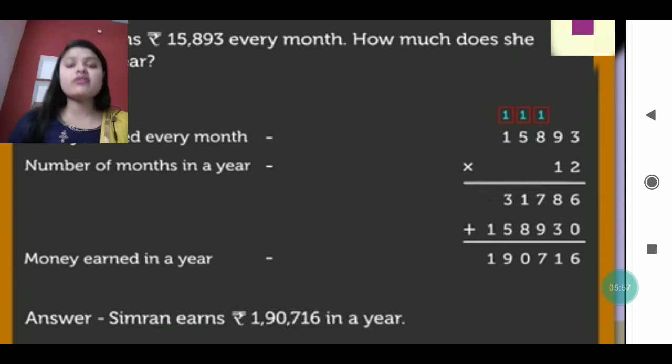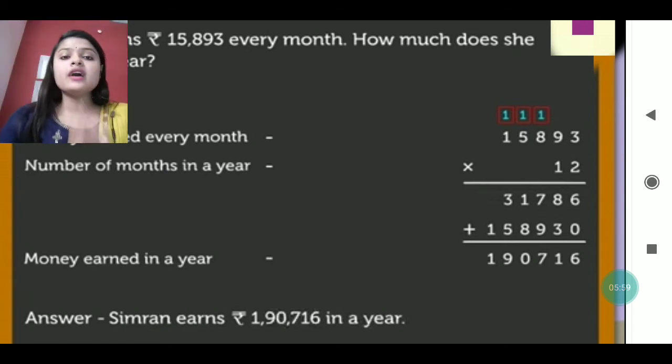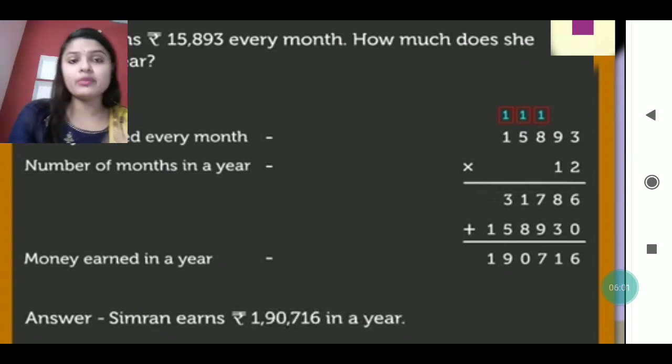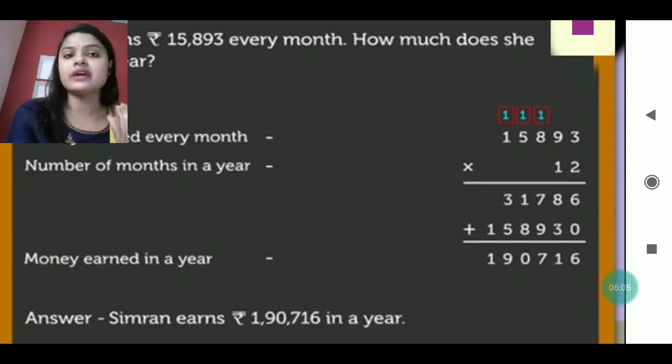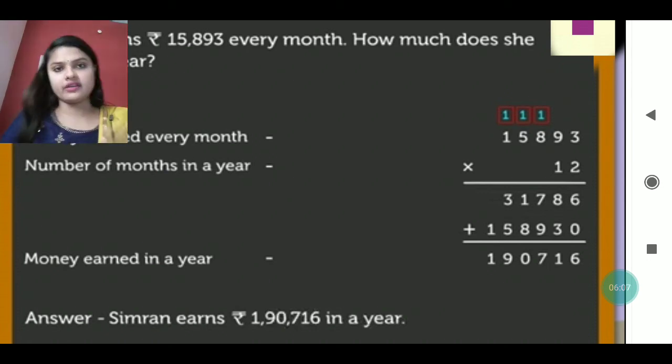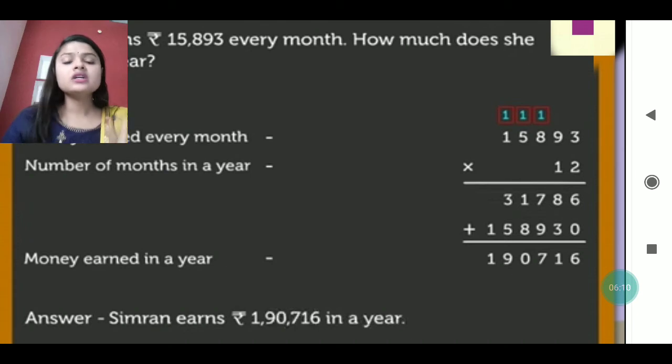So the last statement we will write here is money earned in a year, or money earned by Simran in a year, or total earning of Simran in a year. Anything we can write. All are correct. Now last statement, Simran earned this much in a year. It is written there also.